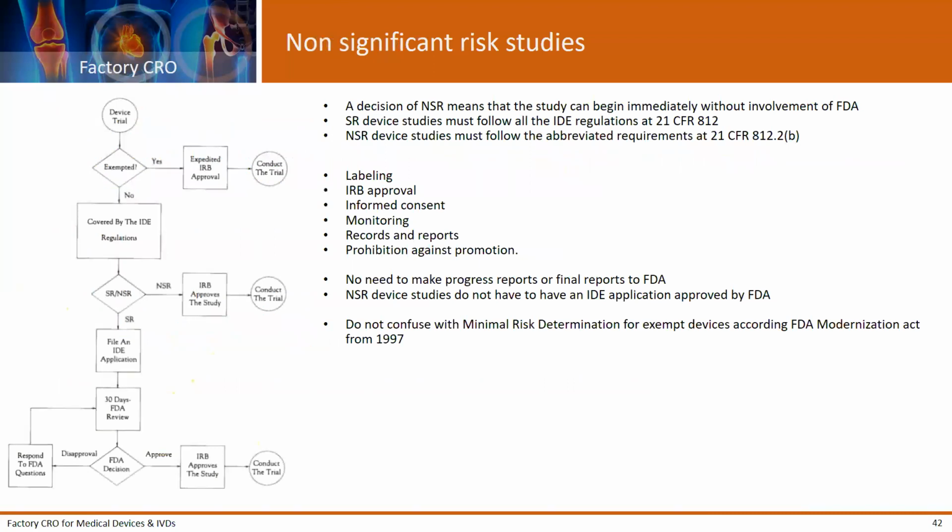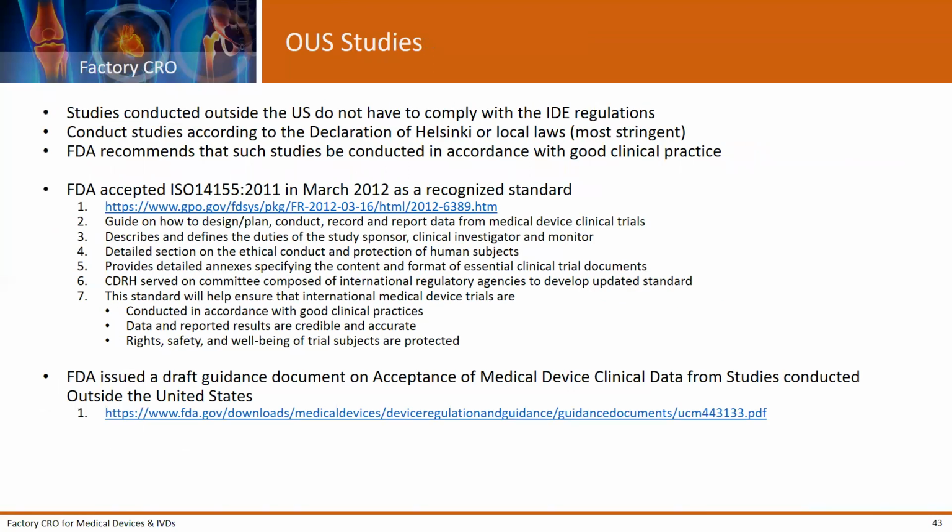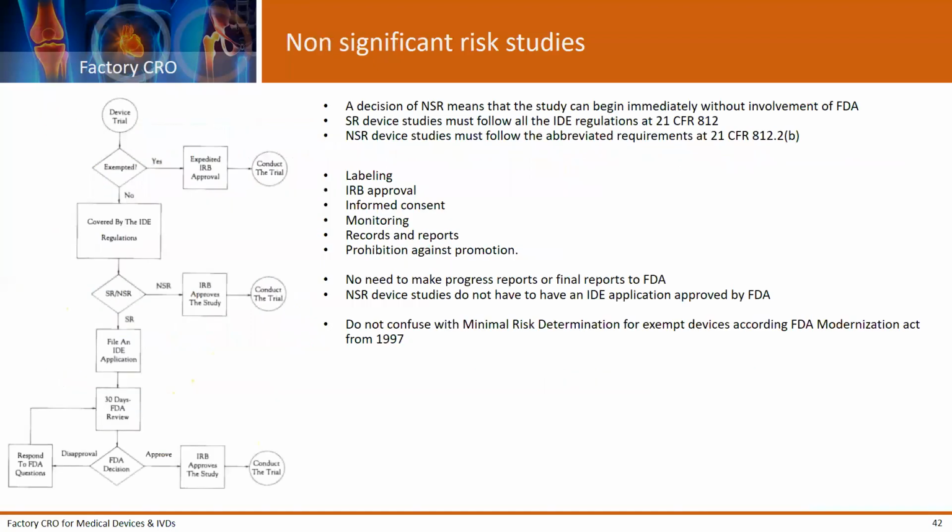This is the flow chart. So exempted class 1 devices do not require FDA, and non-significant risk studies also only need IRB approval before you can commence the clinical trial.